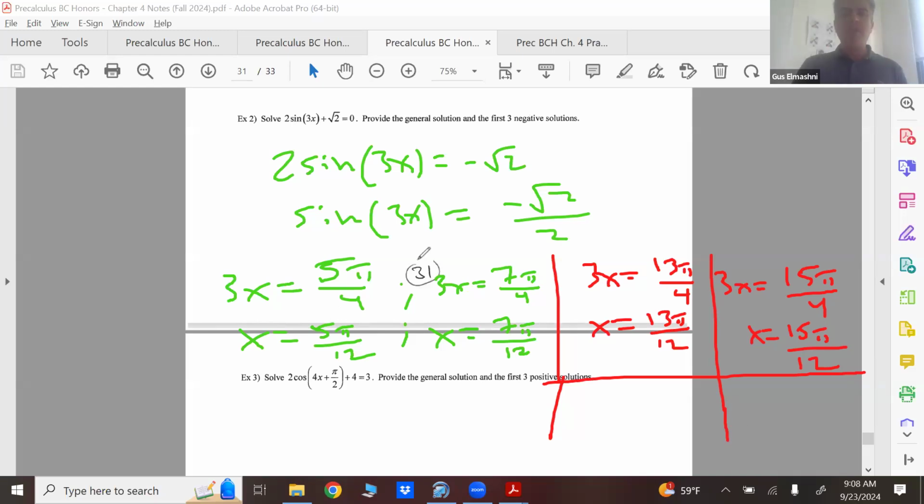Oh, so guys, how did I get 13 pi over 4, 15 pi over 4? I added 2 pi to 5 pi over 4, and I had 2 pi to 7 pi over 4. Why is that not included to 5 pi over 12 plus 2 pi? No, I have that. Okay.